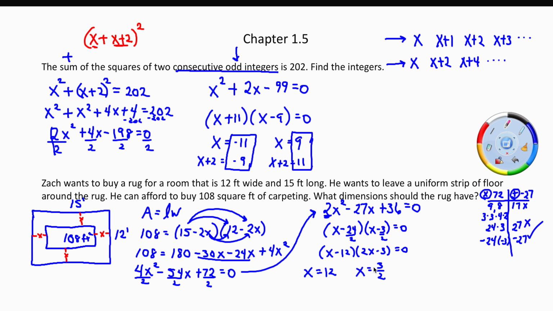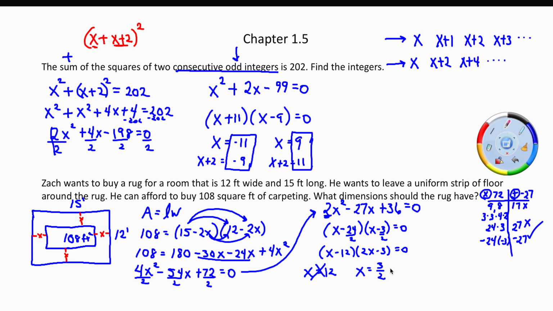Now, make sure you answer the question. What dimensions should the rug have? And remember what our x is. X is the blank space in the floor that we want to leave between the rug and the wall. So I've got to decide 12 feet. Well, shoot, the room's only 12 feet wide. I can't leave 12 feet over here and 12 feet over here, or 12 feet here and 12 feet here. So that's not my answer.